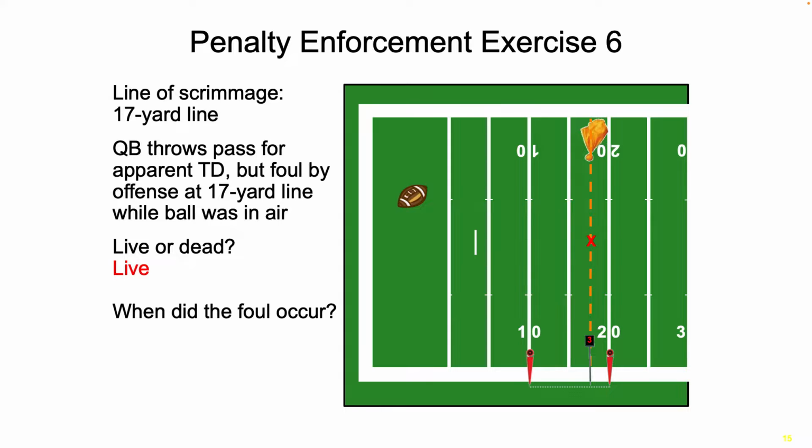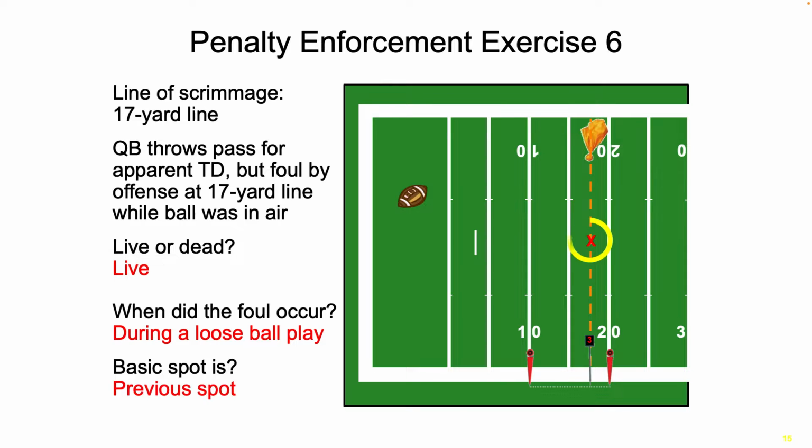When did the foul occur? What kind of play was happening? Got a loose ball play, right? We had a forward pass. The hold was happening, or the foul was happening, leading up to that forward pass. So it was action leading up to the pass, which is the definition of a loose ball play. And the basic spot for a loose ball play is the previous spot.